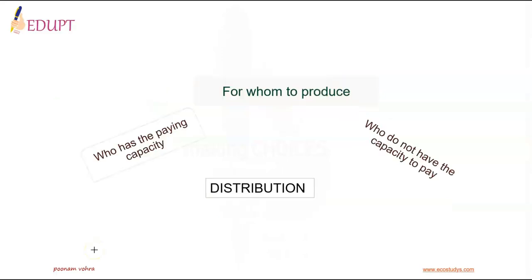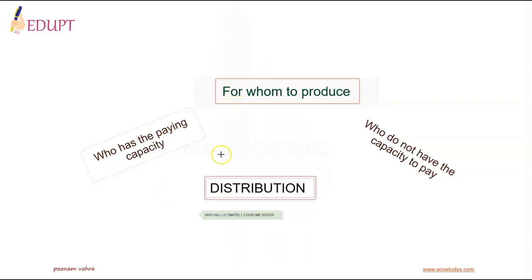Now, factors of production contribute to the entire production, so they must be compensated for their efforts. This compensation arises from the output produced. So, how this output is distributed forms the problem of for whom to produce. So, it is concerned with distribution of produced goods among the people in the country. That is, it refers to the selection of category of people who will ultimately consume goods.